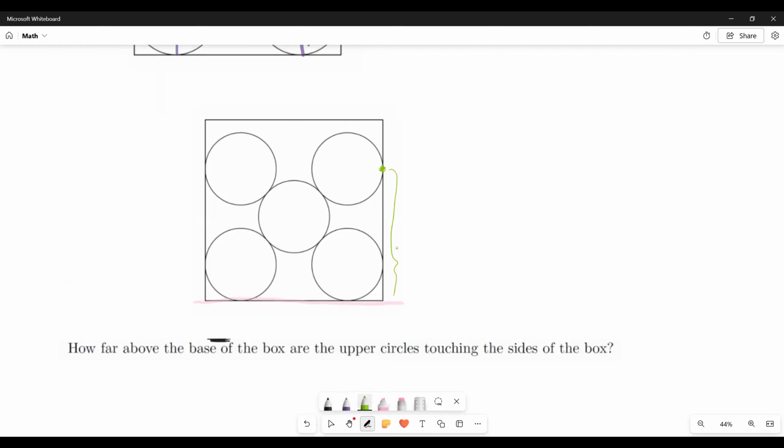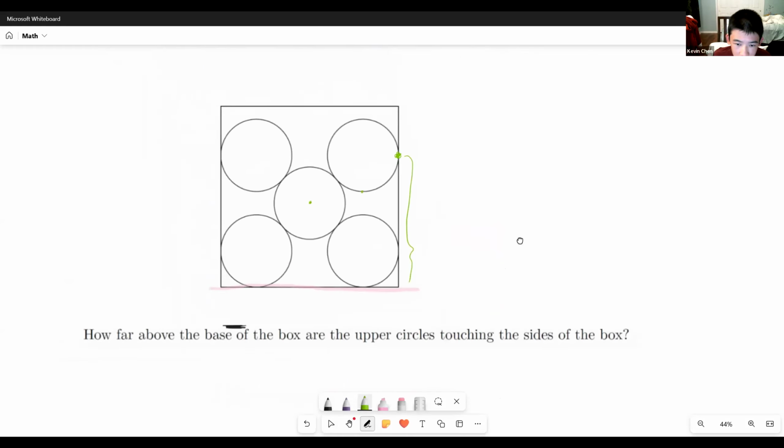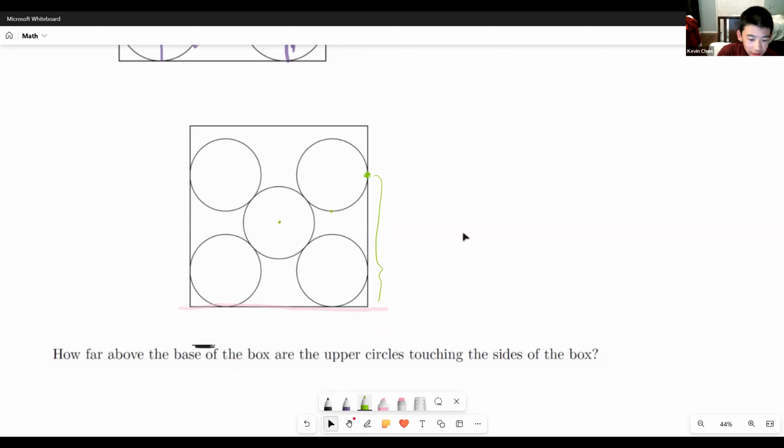So should we consider the lowest point of the upper ball? Yeah, we could consider that point. Yeah, that's how I read it at first, right? But I think I kind of misread it, because I get what you're saying here and I also agree with you. But since it says the upper circles touch the sides of the box, I think that's the hint for us to draw this distance rather than this distance over here.